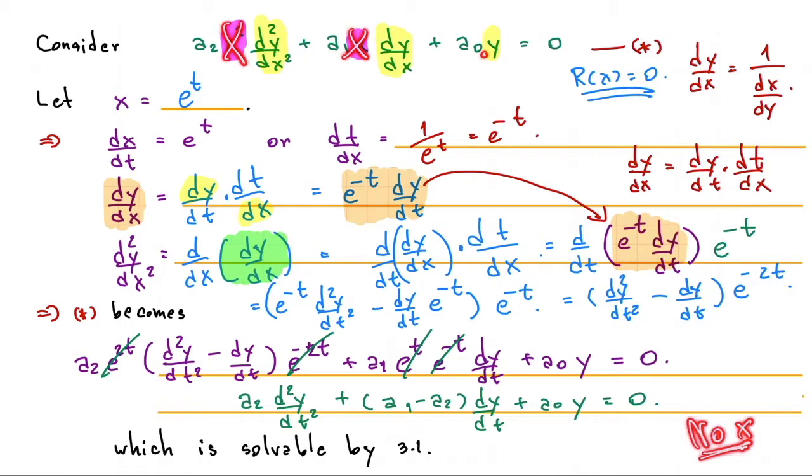Okay? So in that case, it's back to section 3.1. Okay? So this is just to show you that the Cauchy-Euler equation can be solved with section 3.1. But first, you need to substitute x with e to the t. Okay?